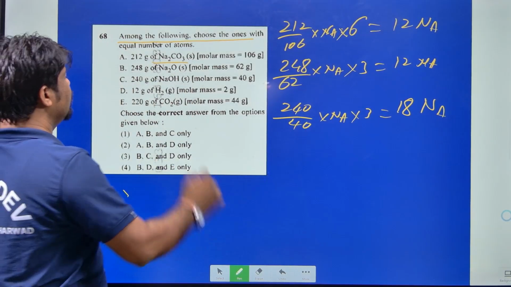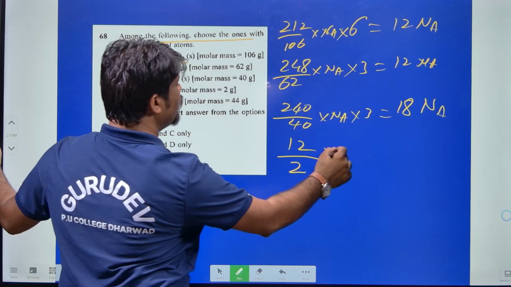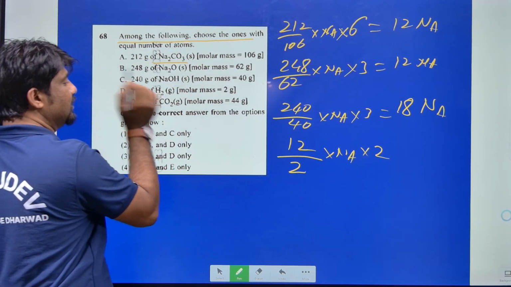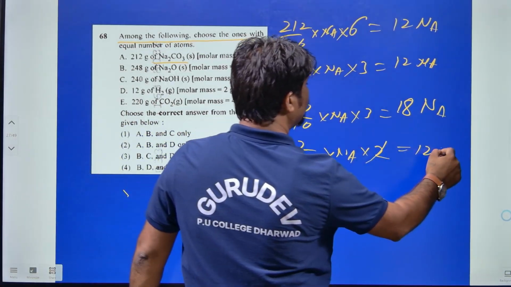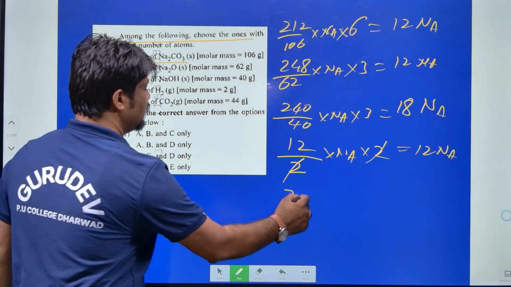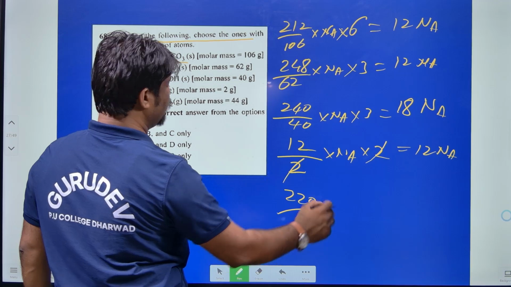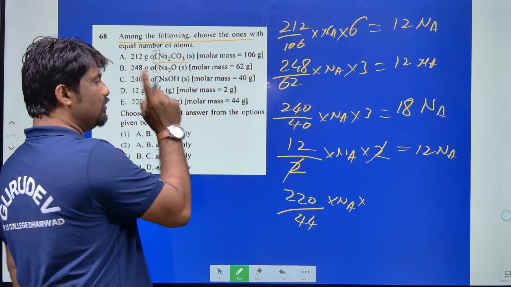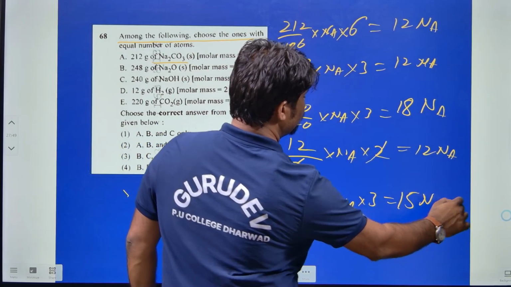Then go to D. The 12 grams of hydrogen, given mass is 12, divided by molecular mass 2, into Na, into 2 hydrogen atoms. So the 2 gets cancelled here, and I will get 12 Na. At last, in E, 220 grams of CO2. CO2 molecular mass is 44, into Na, into how many atoms? Carbon 1, 2 oxygens, there are 3, which on simplification gives 15 Na.